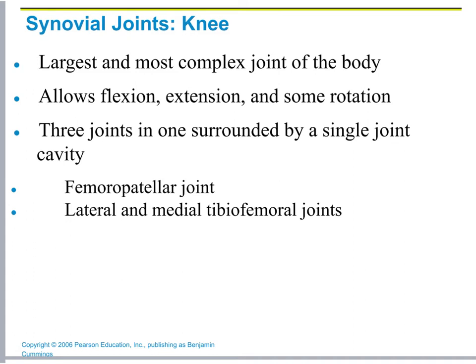A little bit on the knee joint. A knee joint is considered a hinge joint. Its primary movements allowed are in one plane of space, being flexion and extension.